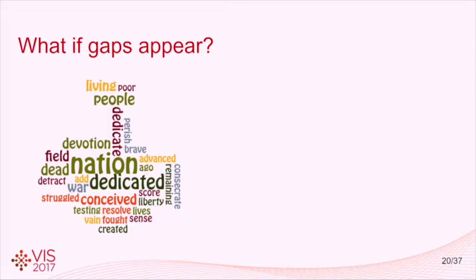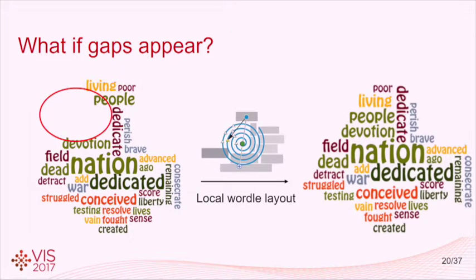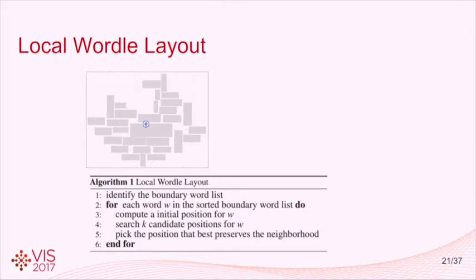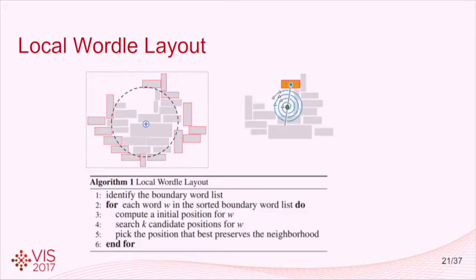We're almost done, but still one more issue to deal with, gaps. Such gaps often appear at the boundary of a word cloud due to non-uniform spatial distribution. To fill them, we propose a local EdWordle layout algorithm. The algorithm contains two parts, identification of boundary words and picking the best position. The words immediately outside the circle are taken as boundary words and are shown with red borders. Several candidates are found for the word highlighted in orange, where the green circle indicates the starting position and the yellow triangle the position finally selected.